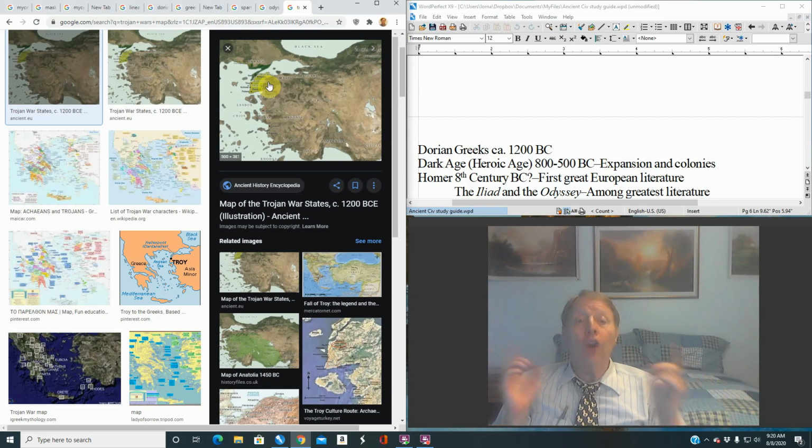Now, there's no way for Homer to know that. Homer's living centuries later. He cannot see this. So there has to be a very strong oral tradition. Remember, people cannot read or write at this time frame. There has to be a very long oral tradition. They handed that down to him, which is really quite accurate.